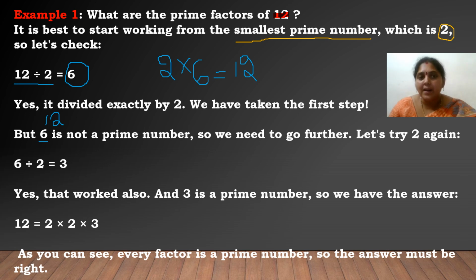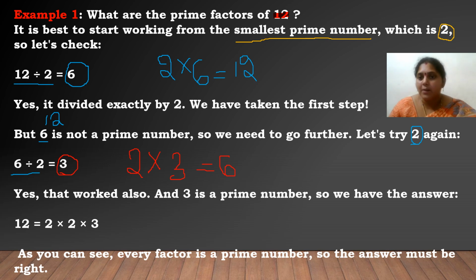Again, we have to divide this 6 with the 2 table, that is our smallest prime number. When we divide 6 by 2, how many times can you identify 6 in the 2 table? Yes, it is 3 times. 2 into 3 is equal to 6. Now, is 3 a prime number or not? 3 is our prime number. So, we are going to stop our prime factorization method. Now, what is our last step here?